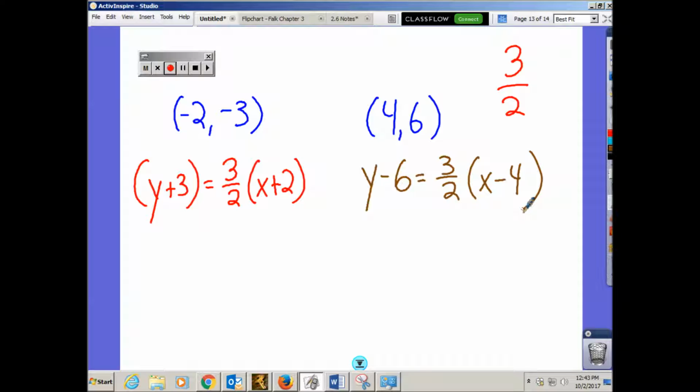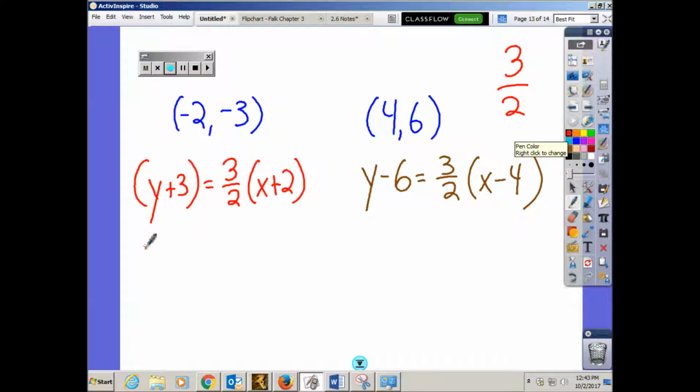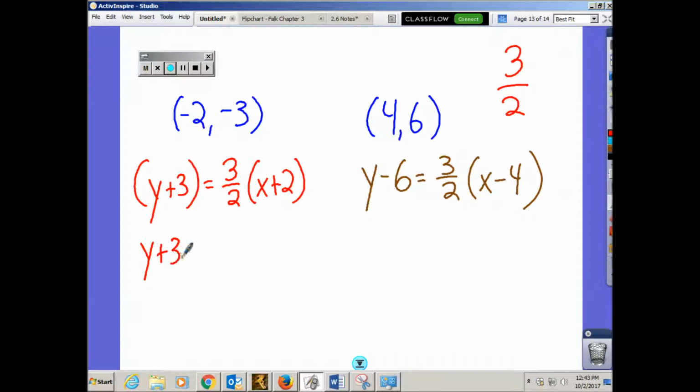So now I need to convert each of these to slope-intercept form. I need to get the y's by themselves. First, I have to distribute. Oh, Mrs. Falk gave me fractions, and I hate fractions. Think of that as 2 over 1. What's 3 times 2? 6. What's 2 times 1? 2. So 6 over 2 simplifies to what? 6 over 2 simplifies to 3 over 1, which is just 3. See, it wasn't as bad as you thought it was going to be. I'm telling you, with decimals, it's worse.